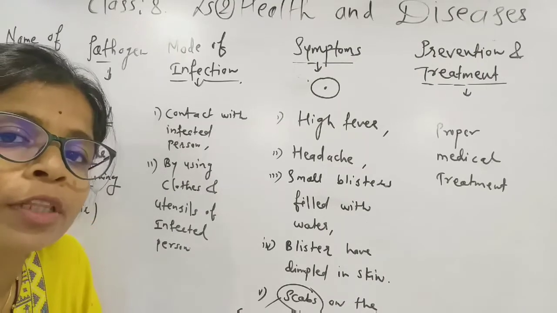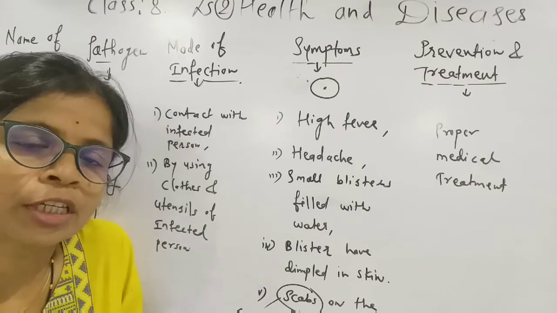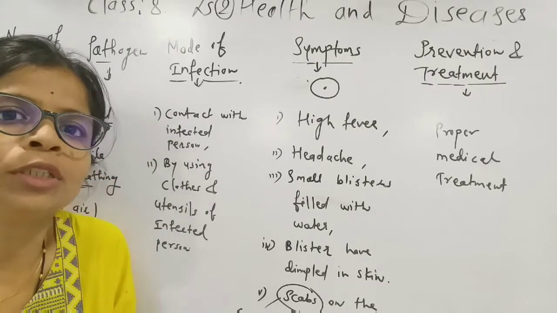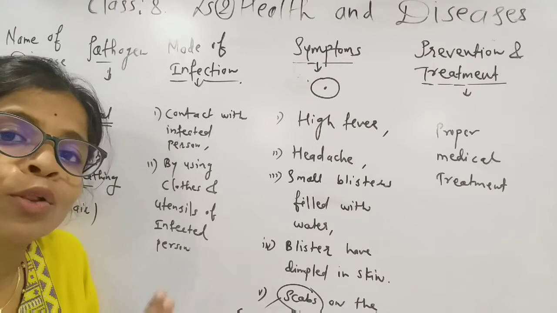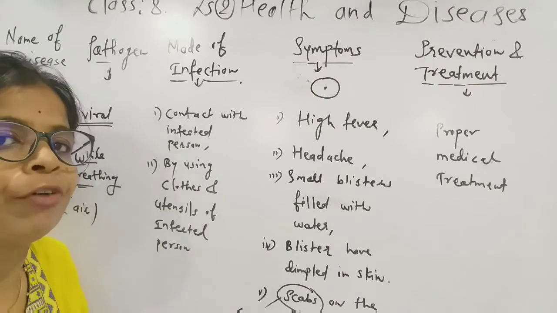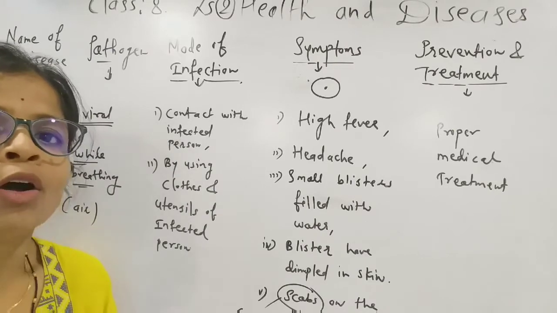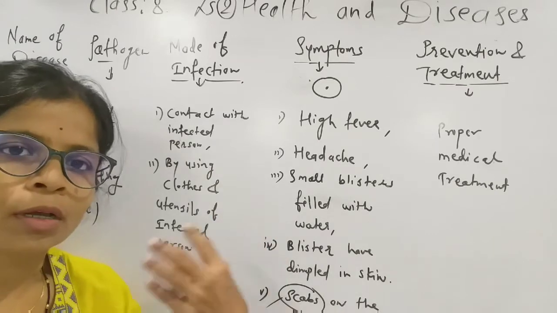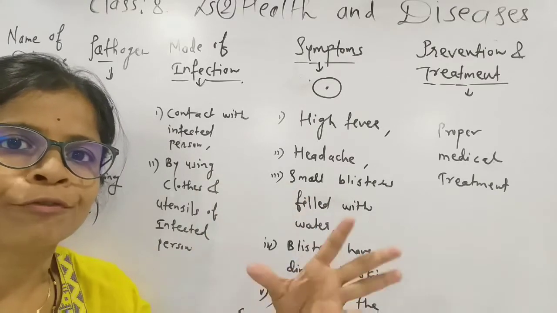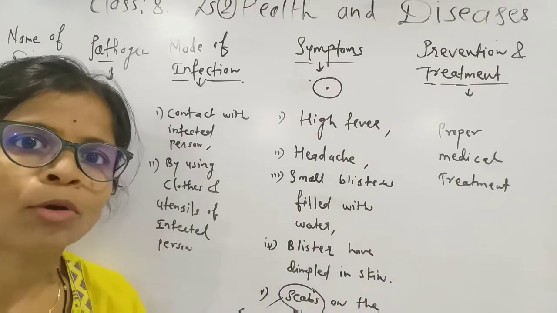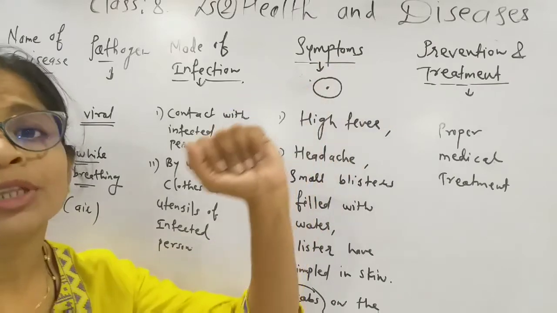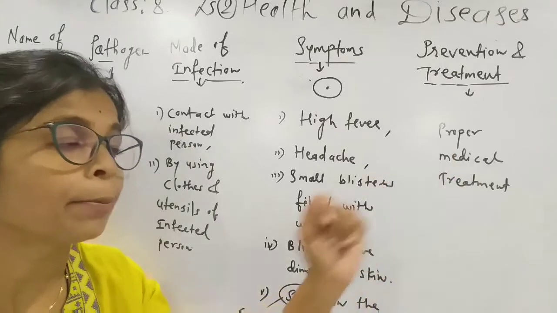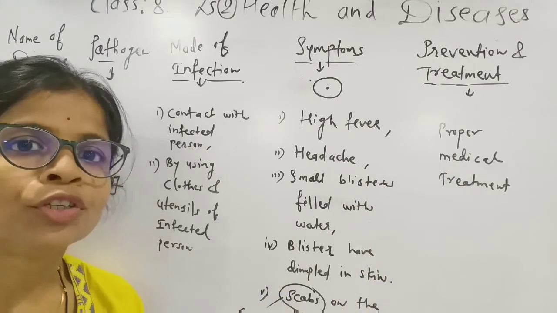Then the mode of infection. If we are in contact with an infected person, then the infection can be caused to us, and chickenpox can spread to the nearby person, or by using the clothes or utensils of the infected person, the infection can occur. Now about prevention and treatment. Regarding prevention, we have to keep ourselves safe from the infected person. About the treatment, there are many homemade remedies, but with that we should take proper medical treatment. So this is about chickenpox.